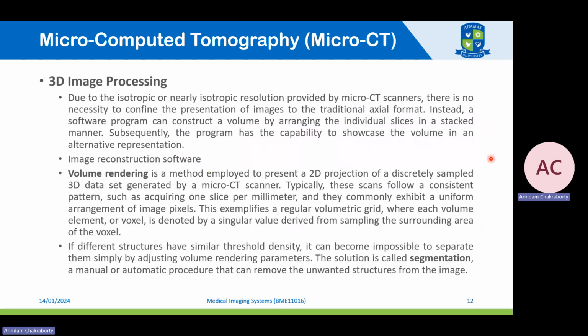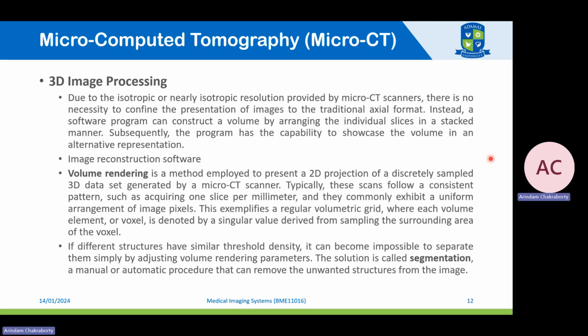So to further understand the different image processing techniques that are used in microcomputed tomography to visualize the internal structures. The first thing is that the resolution provided by the micro-CT machine is nearly isotropic, so there is no necessity to confine the presentation of the images to the traditional axis format. So what does it mean? Essentially, one need not capture the image at a certain plane or a certain axis, because the resolution is isotropic and the software can generate all the different images at all the different planes.